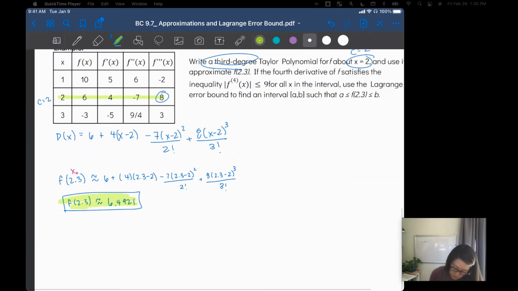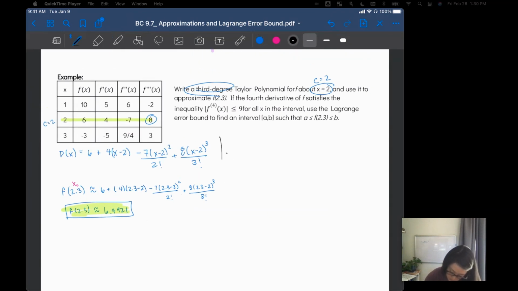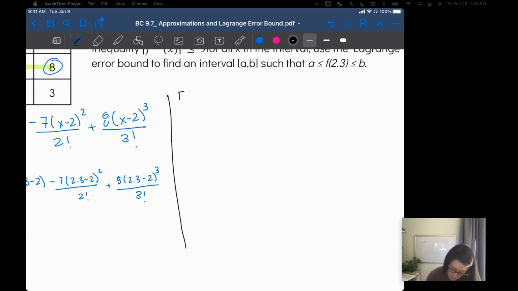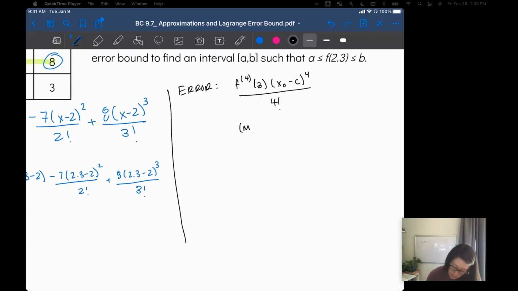And now let's check out our error. Okay, so the error is going to be the next unused term. So it's going to reference, we used the third degree polynomial, so the fourth derivative at some value of x, times x sub naught minus c to the fourth over 4 factorial. First unused term. Okay, so we usually write this as the max value, remember, times x sub naught minus c to the fourth over 4 factorial.